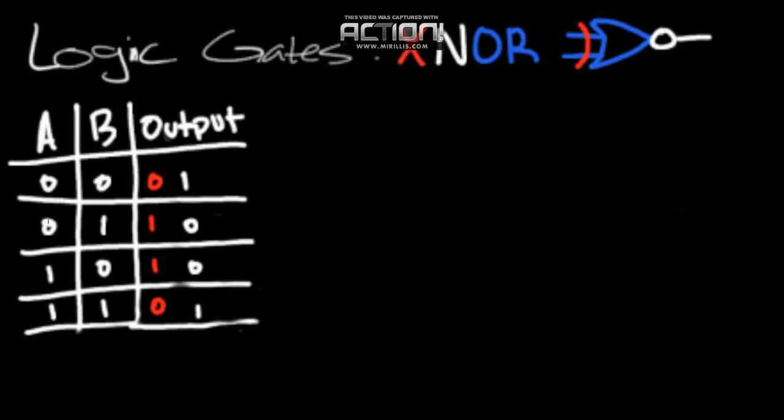Second case, we have A is false, B is true. The output for an exclusive OR gate would be true, but when we knot that, we get false. Third case, A is true, B is false. The output of an exclusive OR gate would be true, but when we knot that, we get false. And then for the fourth and final case, we have A and B are both true. The exclusive OR gate would normally yield false here, and then we knot that, so then we have true. And this is the truth table for the exclusive NOT OR.